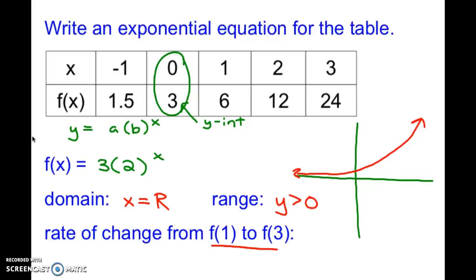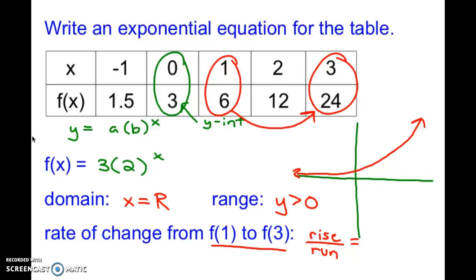Okay, rate of change at the bottom from f(1) to f(3). So when x equals 1 to when x equals 3 is what they're talking about. We talked about yesterday, rate of change means the same thing as slope, which is rise over run. Your rise are your y values. So you're going from a y value of 6 to a y value of 24. So your rise is you went up 18. Your run are your x values. You went from an x value of 1 to an x value of 3, so your run was 2. So your rise over run, 18 divided by 2, would be 9.